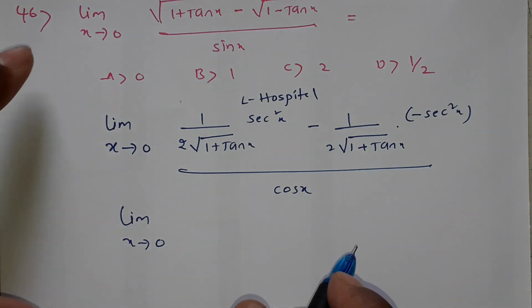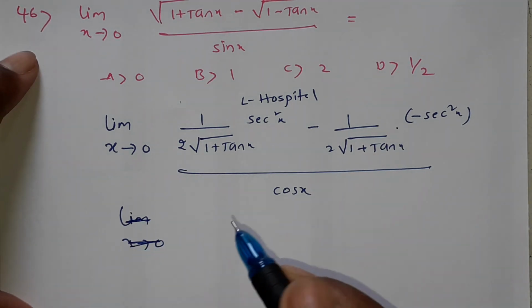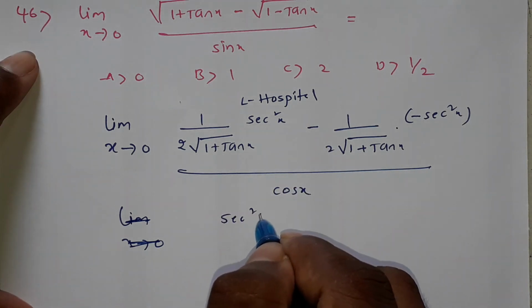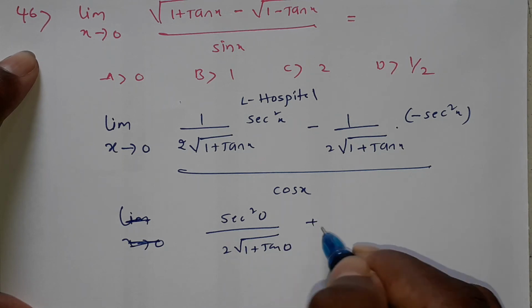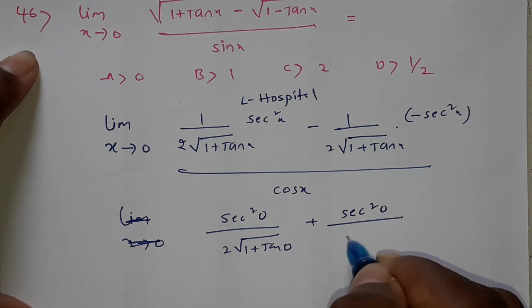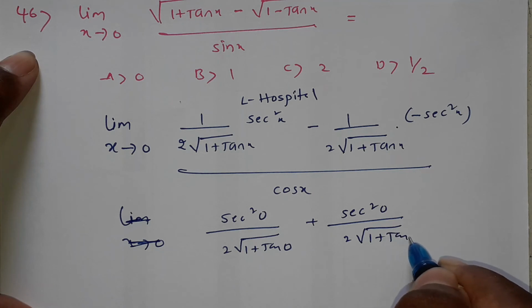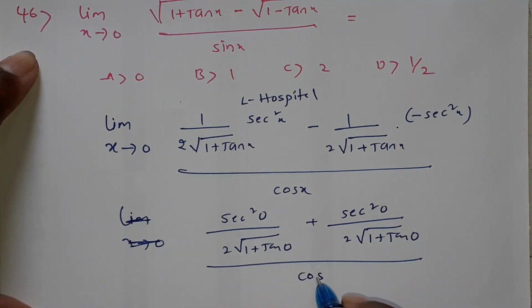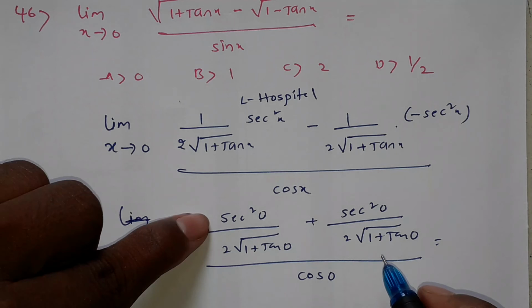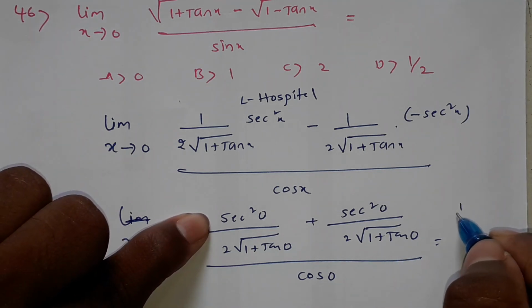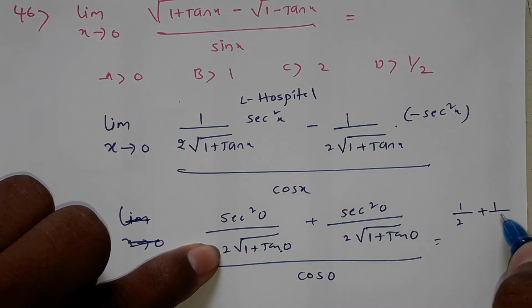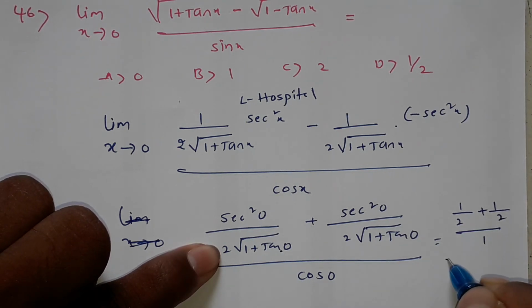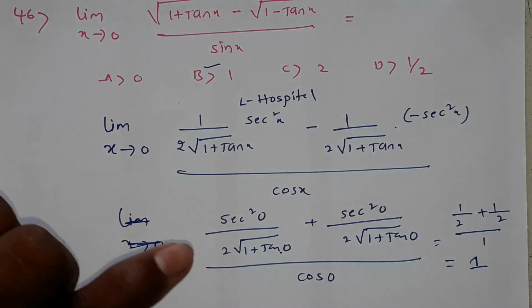Apply the limit value. Simply applying the limit value is enough, without writing the limit again. Secant square 0 by 2 into under root 1 plus tan 0, plus secant square 0 by 2 into under root 1 plus tan 0, by cos 0. On applying, see, secant 0 value is 1, so 1 by 2. The reason is tan 0 is 0, root 1 is 1 by 2. So cos 0 is 1. Your values are 1 by 2 plus 1 by 2 value is equal to how much, 1. Option B is the right answer.